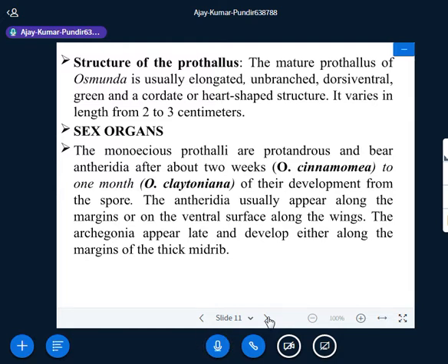Remember it, the prothallus is green. Due to the presence of chloroplasts, they are green in color, photosynthetic, multicellular, mostly heart shaped. In the case of Osmunda, the prothallus is also heart shaped. So the presence of a heart-shaped prothallus indicates the leptosporangiate character of the fern.